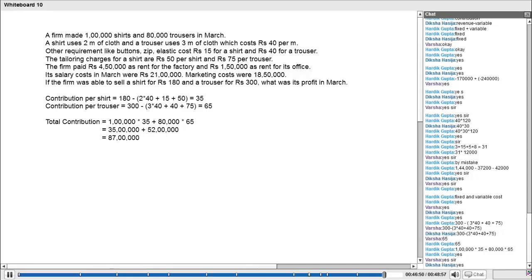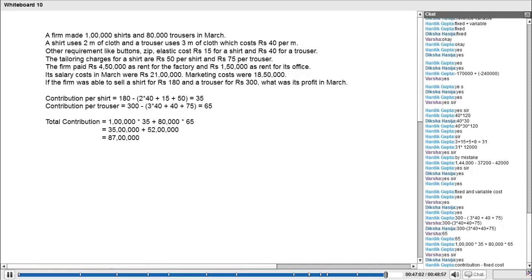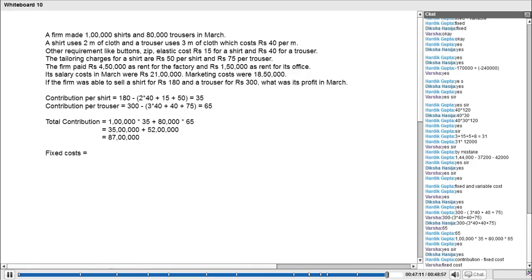So now what do we need to find? To find profit? So what do we need to find profit now? Yes. So we will now need to find the fixed costs. Now what were the fixed costs? Rent 4,50,000 plus 1,50,000 for the rent for the office and the factory. Salaries were 21 lakhs and marketing of 18,50,000. So how much is this? 45,50,000.